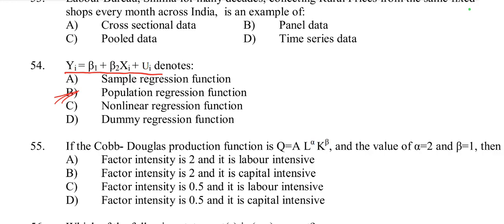So this is a typical representation of the linear regression model of a population, where yi is the dependent variable, xi is the independent variable, beta 1 and beta 2 are the coefficients, and ui represents the error term. So this is called the population regression function.